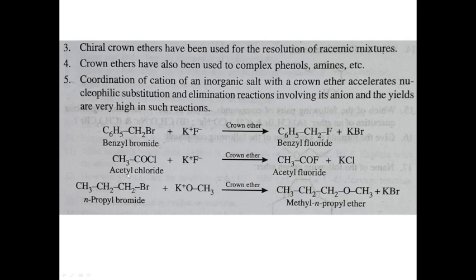Then with acetyl chloride, in the same way K+ is held by crown ethers, and we get acetyl fluoride. Then n-propyl bromide reacts with potassium methoxide. K+ is attached to the crown ether, and the methoxide ion is a strong nucleophile. It will attack the CH2 group, and then we get methyl propyl ether and KBr.